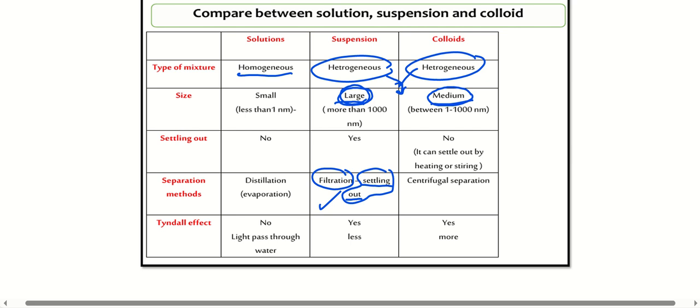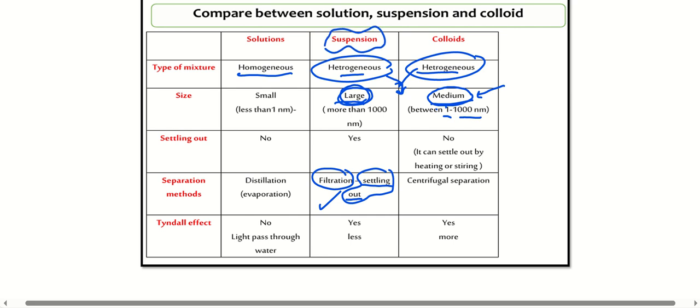What about colloid? No. Colloid, you cannot separate by settling out or by filtration because the particles are medium size, from 1 to 1000 nanometers. Okay? So although they are heterogeneous mixtures, they are different in this. So what makes the colloid stay in its appearance and not be separated like the suspension?